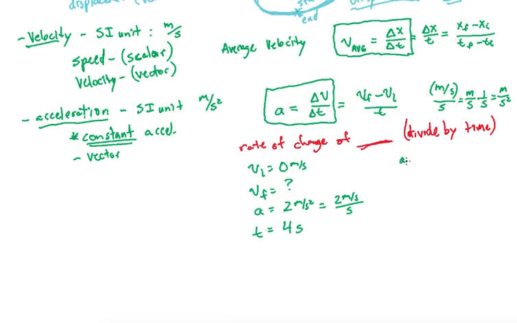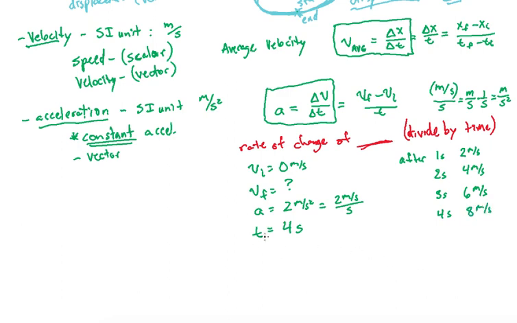So after 1 second, our speed should be 2 meters per second. After 2 seconds, we add another 2 on, it becomes 4 meters per second. After 3 seconds, we've added another 2 meters per second, because that's what our acceleration is telling us. Add another 2, that's 6 meters per second. And after 4 seconds, which is what we're interested in, add another 2 on, 8 meters per second.